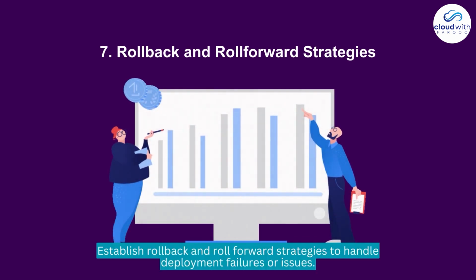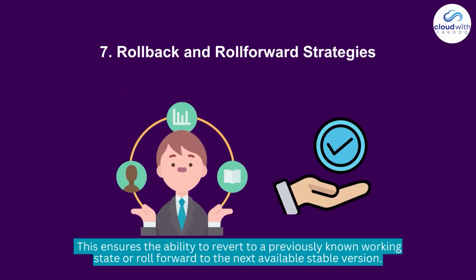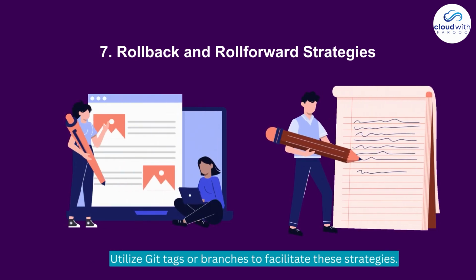Number 7, rollback and roll-forward strategies. Establish rollback and roll-forward strategies to handle deployment failures or issues. This ensures the ability to revert to a previous known working state or roll forward to the next available stable version. Utilize Git tags or branches to facilitate these strategies.